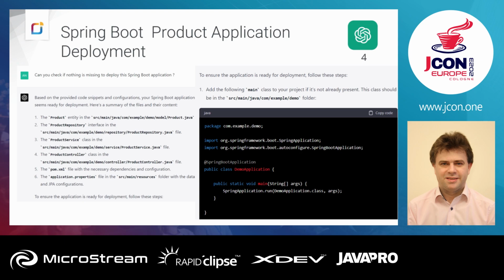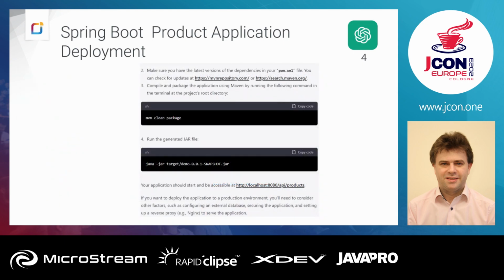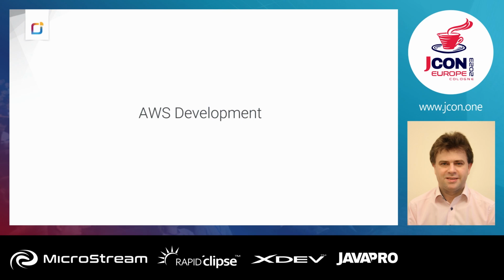Can you check if nothing is missed to deploy the Spring Boot application? They found out that they did not generate the demo application class for me, and suggested that. And then I also asked, how can I deploy the stuff? And they provided me some suggestions. Of course, common knowledge, but anyway, it's what Spring Boot generation helps you with. It's really amazing, especially if you don't know all the details and just want to ask questions. ChatGPT-4 compared to 3.5 is a huge milestone towards this.